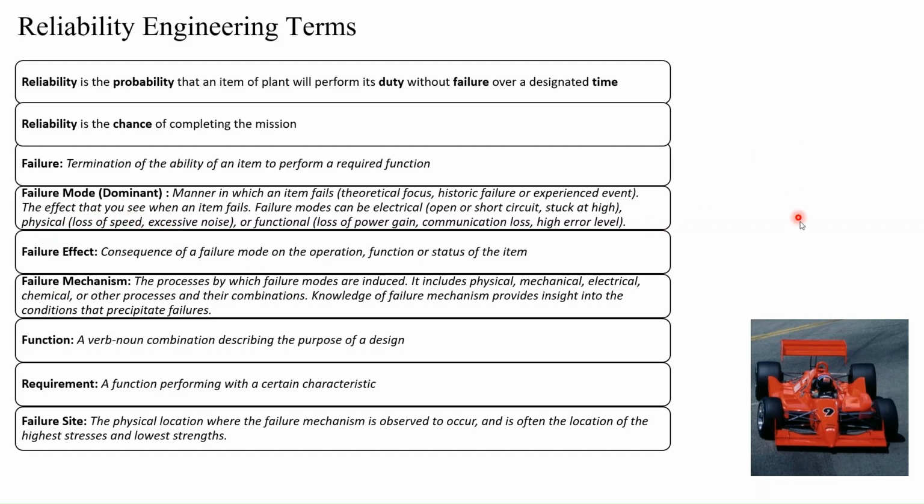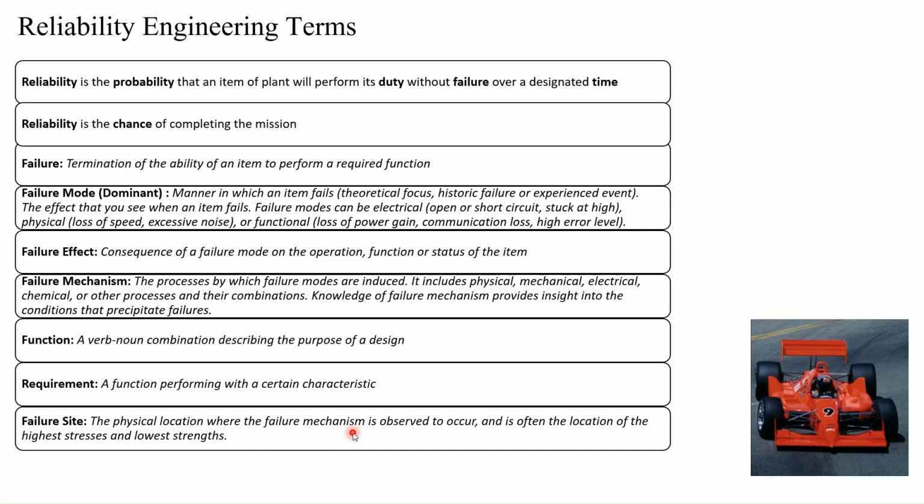Function: a verb-noun combination describing the purpose of a design. Requirement: a function performing with a certain characteristic. Failure site: the physical location where the failure mechanism is observed to occur, and is often the location of the highest stresses and lowest strengths.